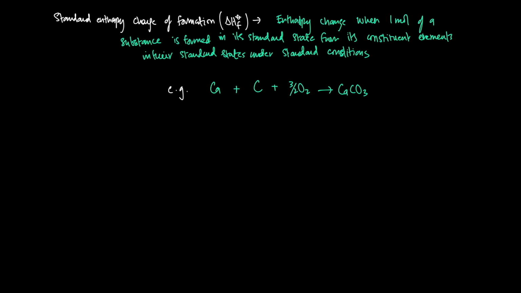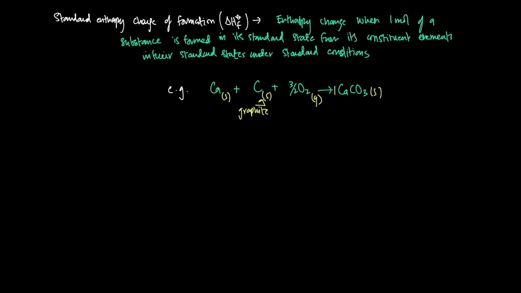And since it's the standard enthalpy change, calcium would be solid. Carbon is in the solid form. The standard form of carbon is taken to be graphite, and then oxygen is in the gaseous form, and calcium carbonate is in the solid form. So here, this equation represents the standard enthalpy of formation of calcium carbonate. 1 mole of calcium carbonate is being formed in its standard state, which is solid, from its constituent elements, calcium, carbon and oxygen, in their standard states under standard conditions.